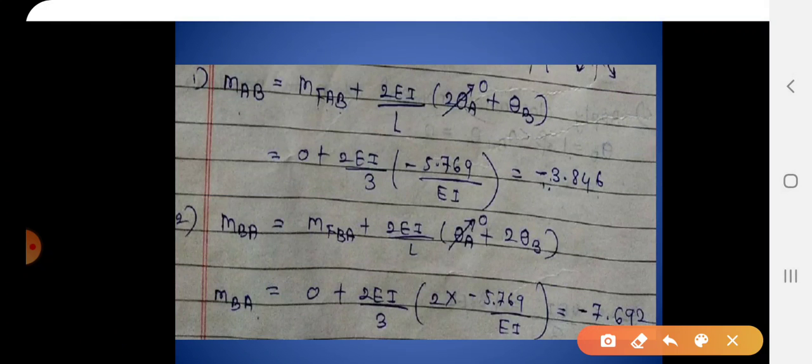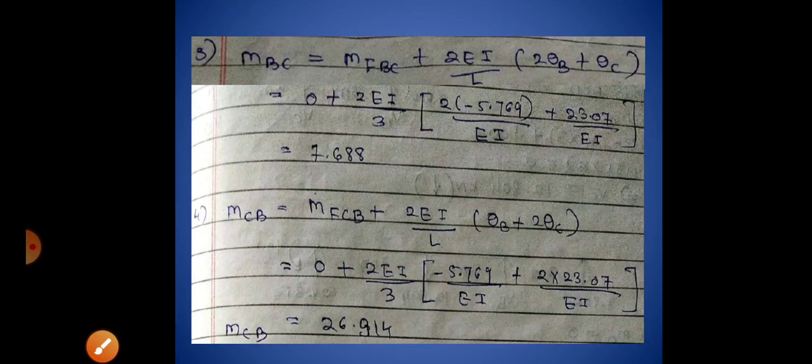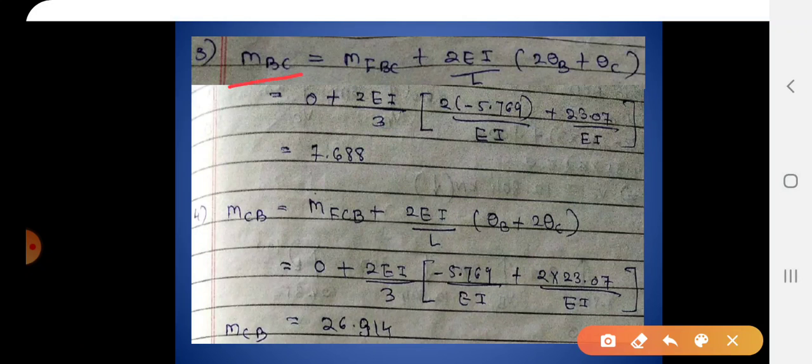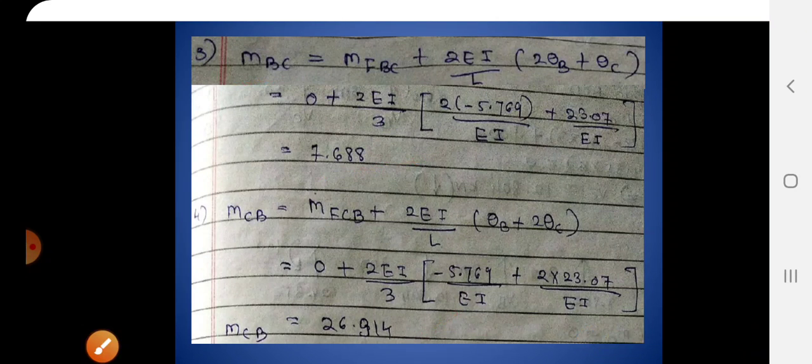Accordingly we have to use the slope deflection equations. For MAB, A is a fixed support and B is continuous, therefore the normal slope deflection equation: MFAB plus 2EI by L into 2 theta A plus theta B. Theta A will be 0 as A is a fixed support. On similar lines, you can calculate MBA. Then MBC: B and C are both intermediate supports, therefore we use the normal slope deflection equation to get the values of MBC and MCB.